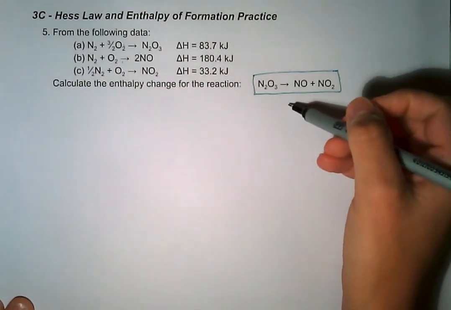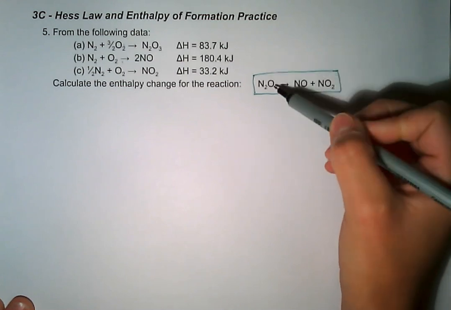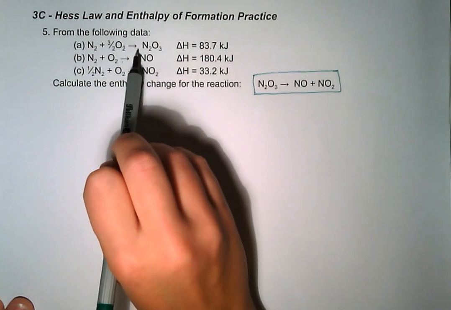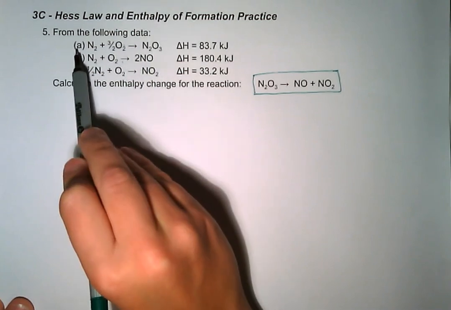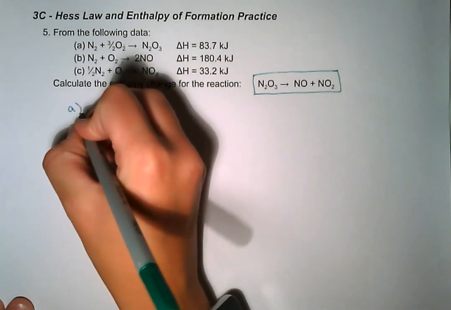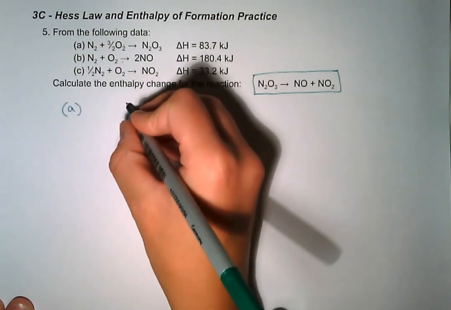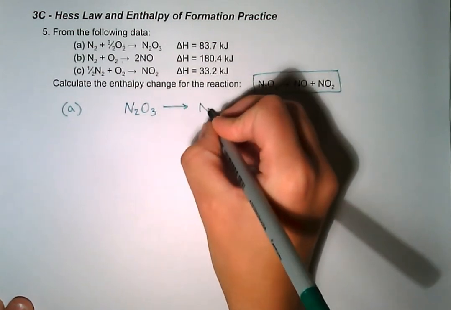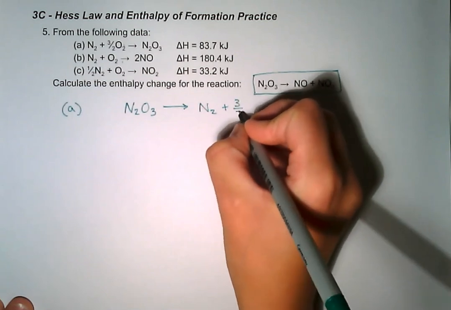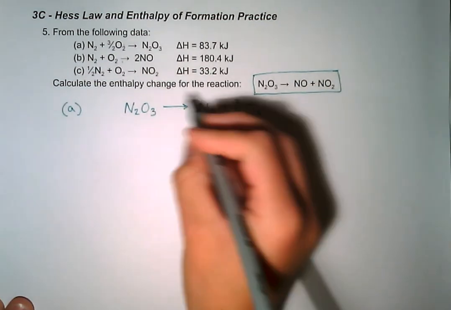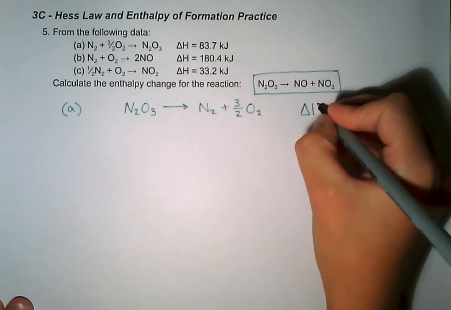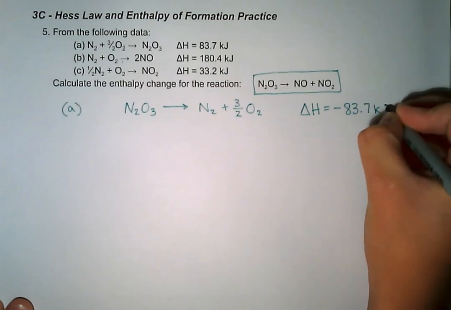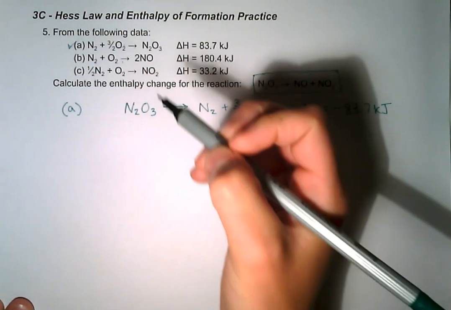So I'm going to start by looking for things that only appear once, and immediately I see that N2O3 only appears in the first reaction, and right now it's on the product side, and we need it to be on the reactant side. So I'm going to start out by flipping reaction A around, and so we'll have N2O3 yielding N2 plus 3/2 O2. And since I flipped that reaction around, I'm going to reverse the sign of my delta H value. So I'm going to make that negative 83.7 kilojoules. So I took care of reaction A.